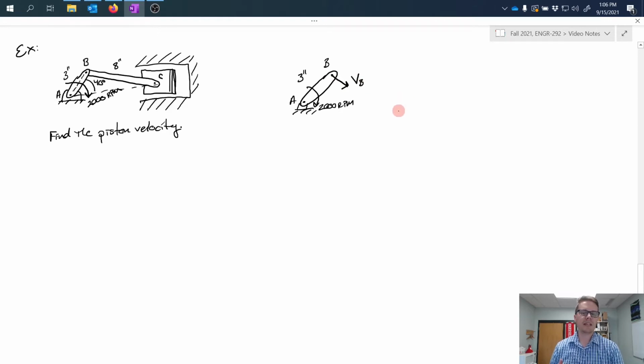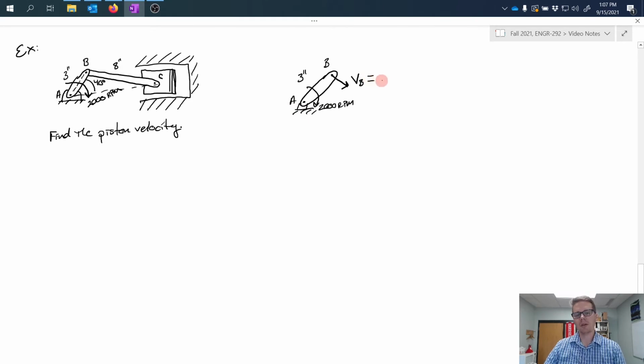Now this velocity is what we would consider an absolute velocity, meaning that it's referenced to ground. Point A is not moving, so the velocity of B is with respect to A, and A is not moving, so it's a ground referenced velocity. That makes it nice to work with.